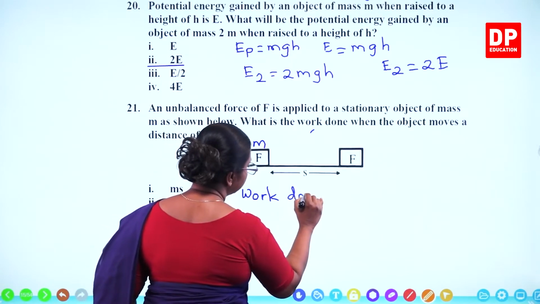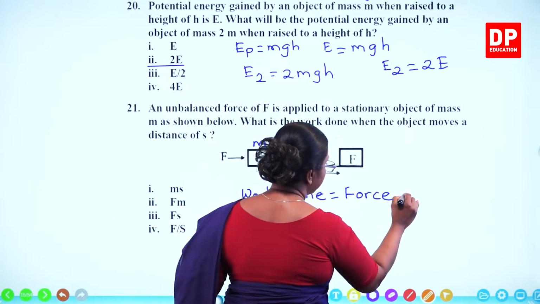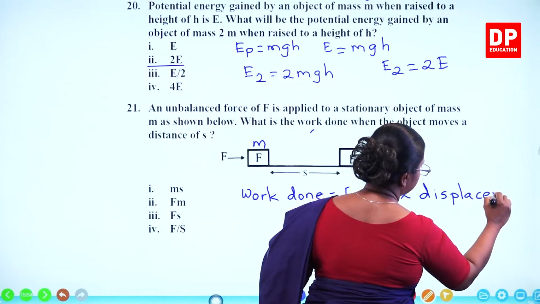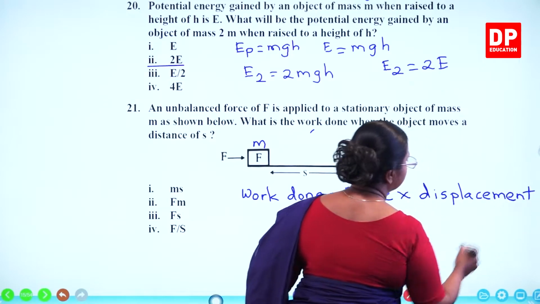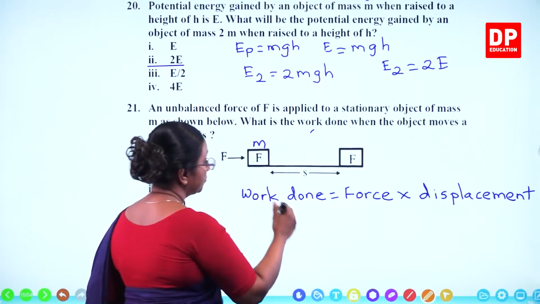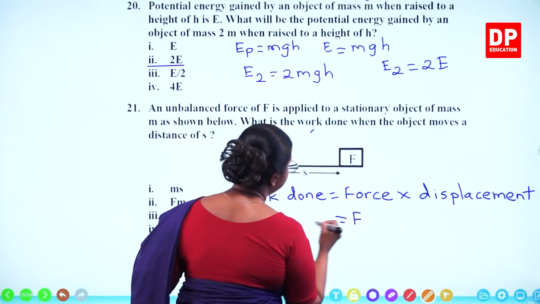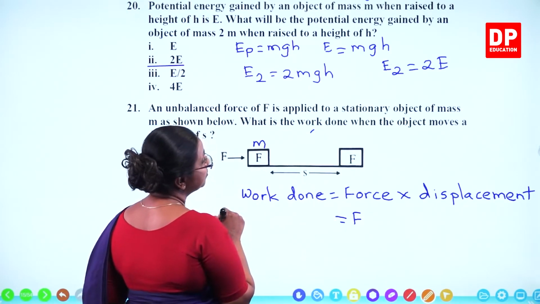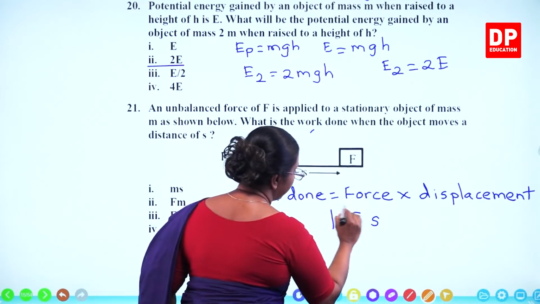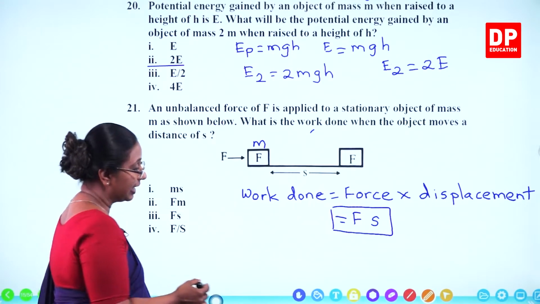So what is work done? Work done equals force into displacement. What is displacement? Distance moved by the object in the direction of the force. So here, what is force? They have given it as F. And what is the distance moved by the object? That is S. So Fs is the work done. We need to find that answer here.